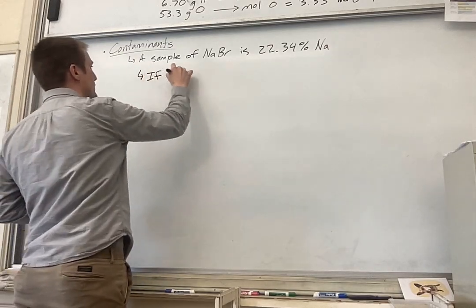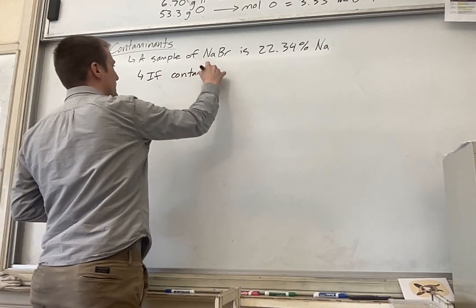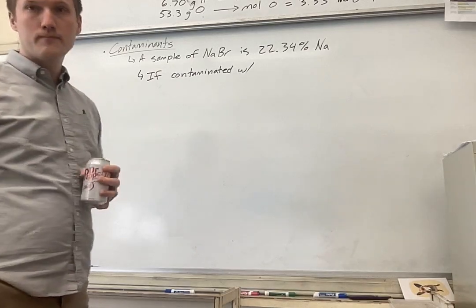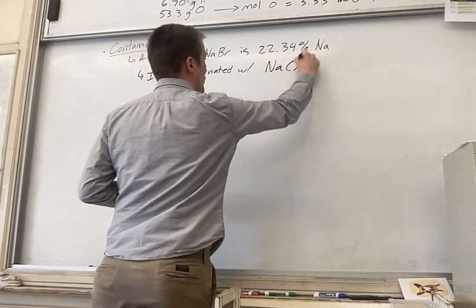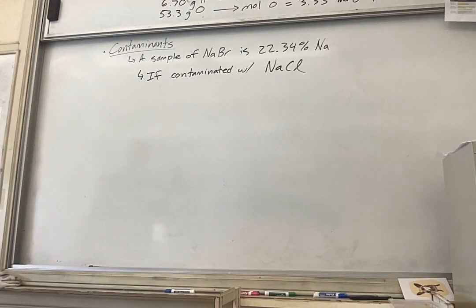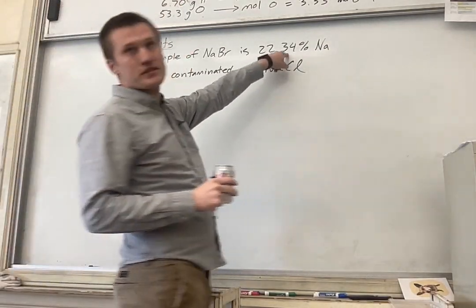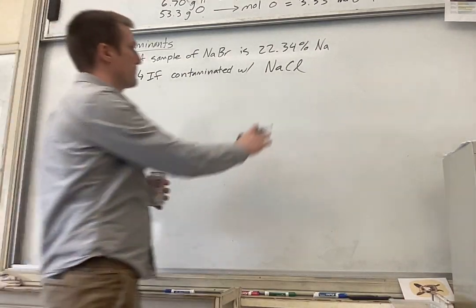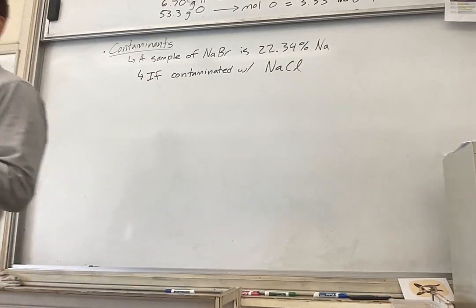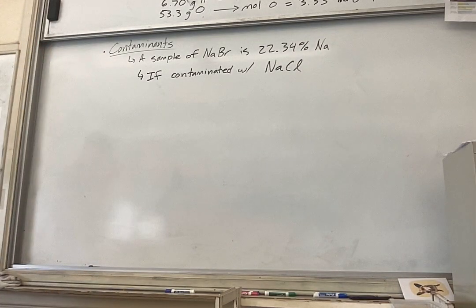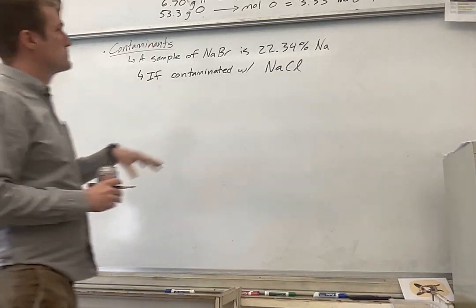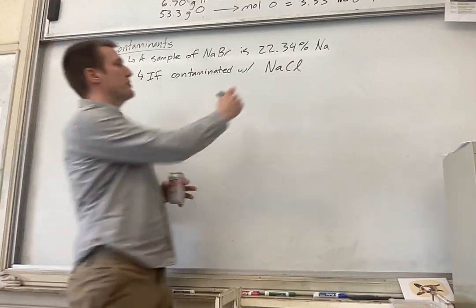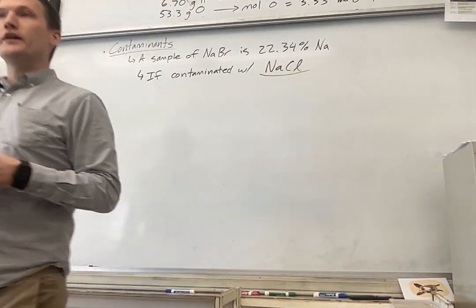What if that sample was contaminated with, for example, sodium chloride? How would that affect this measurement of the percent by mass of sodium? Chlorine's molar mass is pretty light, so the percent of sodium would go up.